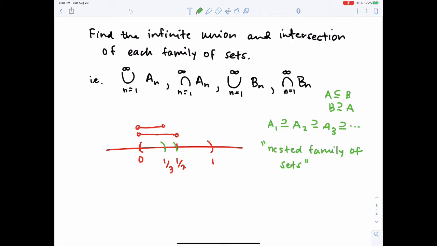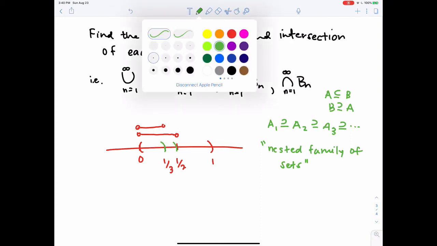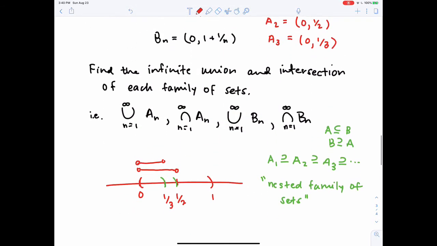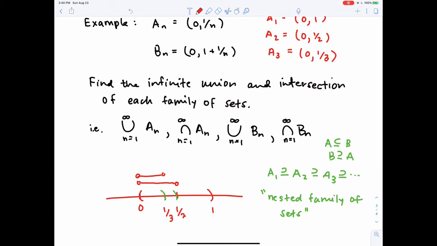Now in this case, A sub 1 is the largest set and it contains all the rest. You could also have a nested family of sets such that A1 is contained in A2, which is contained in A3, so you could be increasing in size. Looking back up here, you can do something similar for B sub n. You can write out what B1 is, B2, B3, and you'll see that the B sub n are also nested.